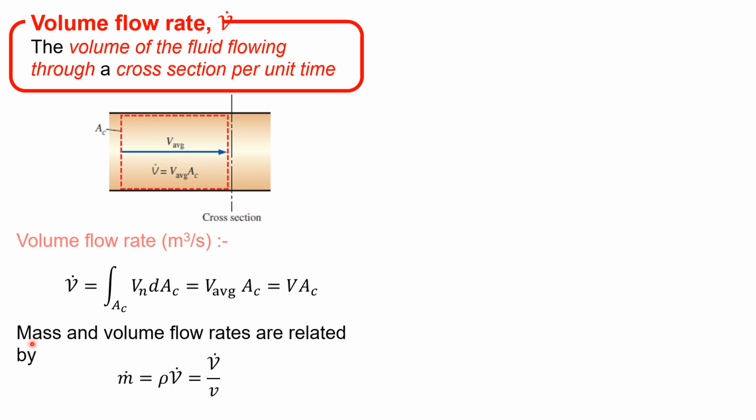Okay, so the relation between mass and volume flow rate: m dot equals rho V dot, or V dot over v. So here, this is the volume flow rate, and this is the velocity.